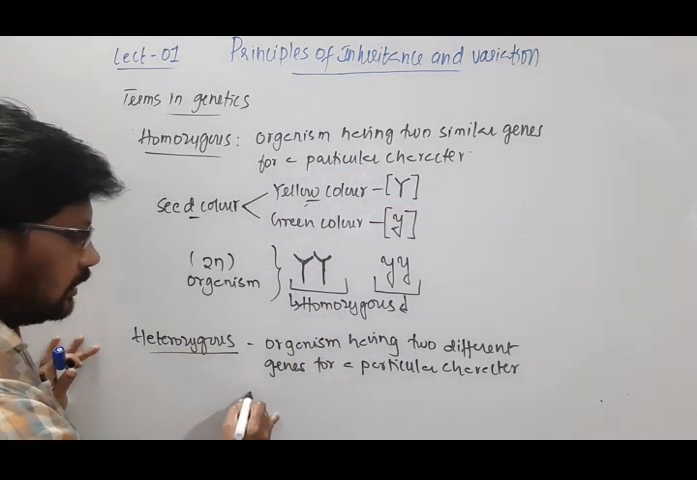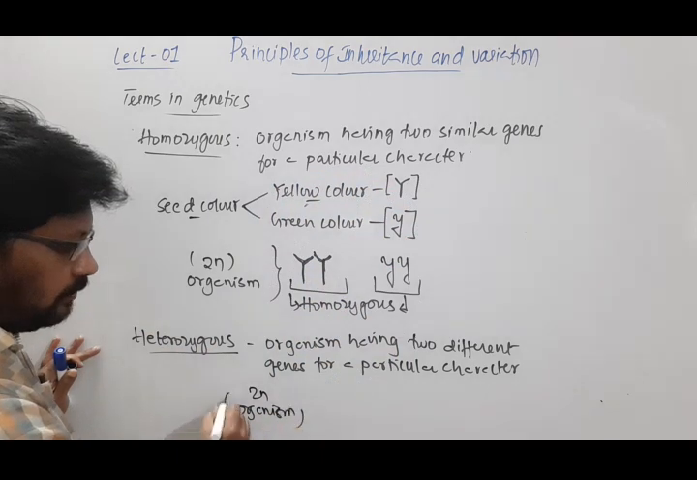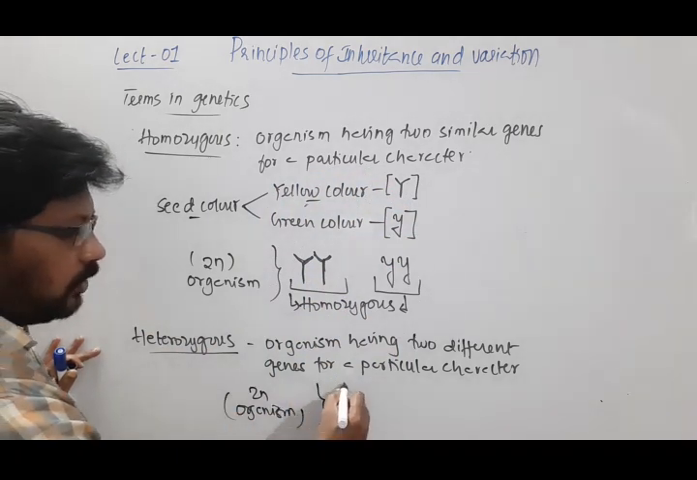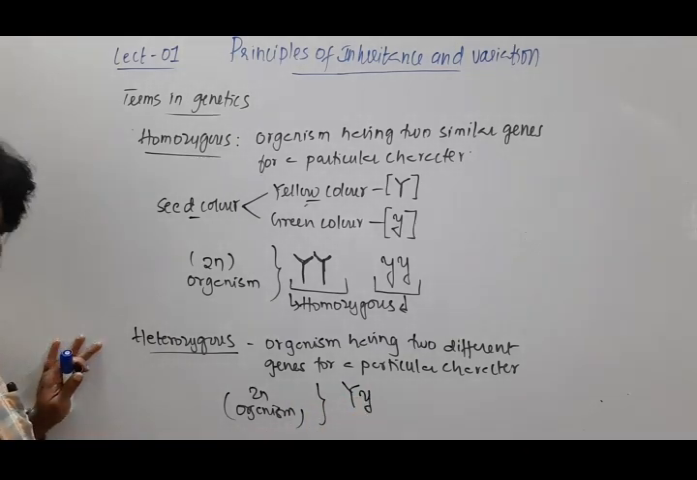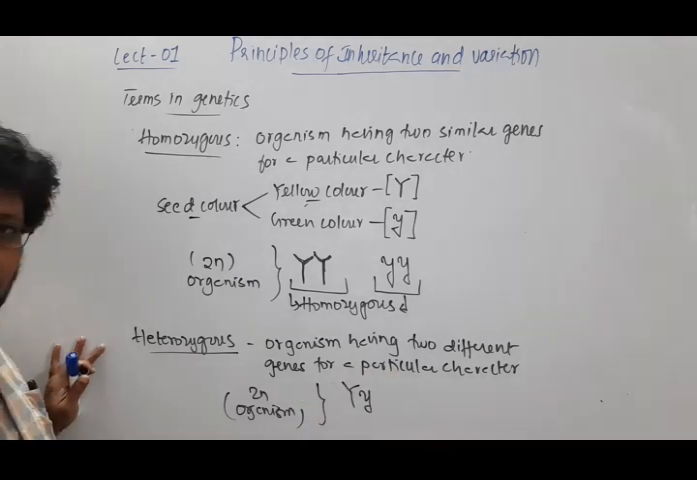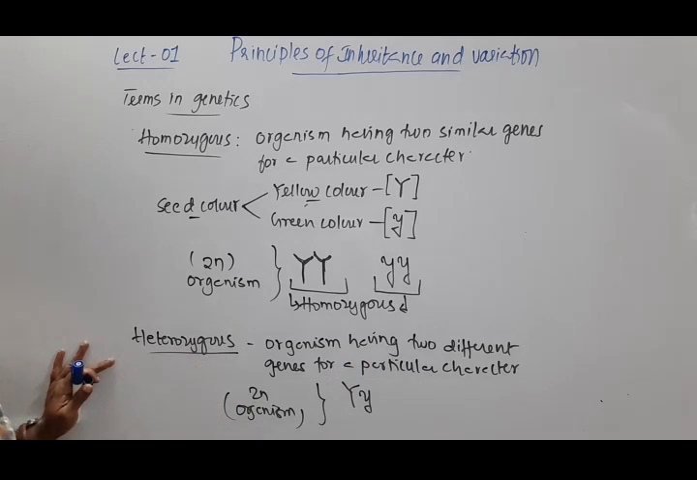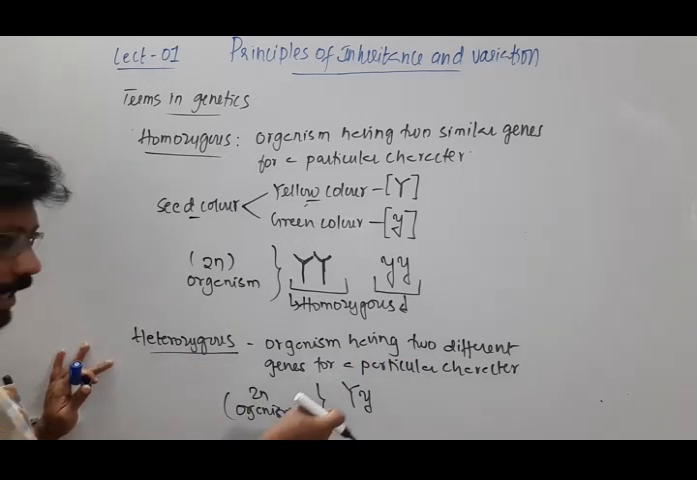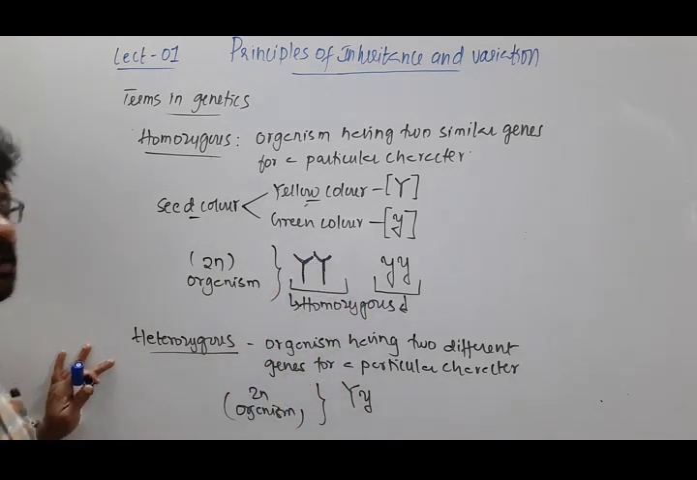Again the diploid organism. In this I'm going to take capital Y, small y. You can see here there are two different genes for a particular character, so for that reason we need to use the word heterozygous. So this is a heterozygous condition, whereas these two conditions are homozygous conditions.